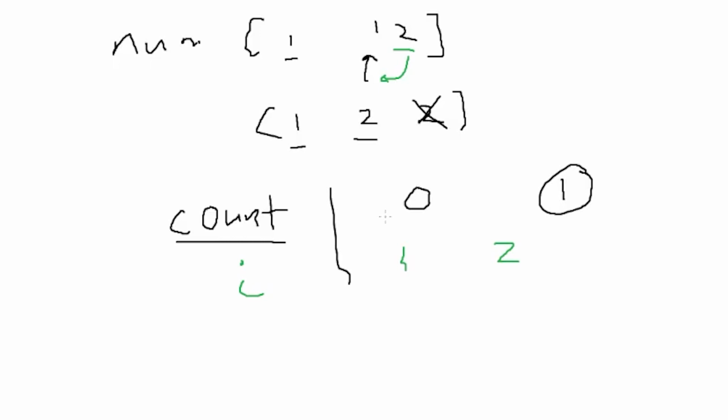This approach would give you a runtime of O of n, where n is the size of the list, and a space complexity of O of 1, since we haven't created any new arrays.